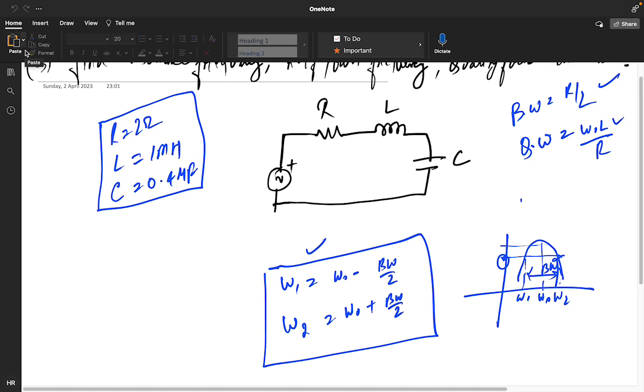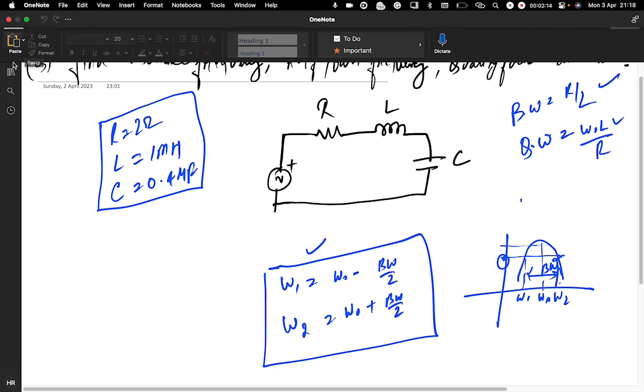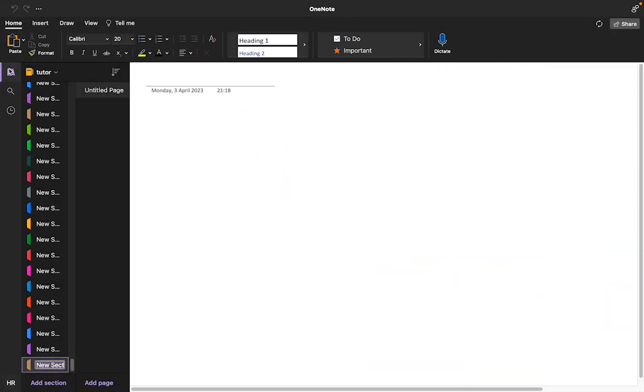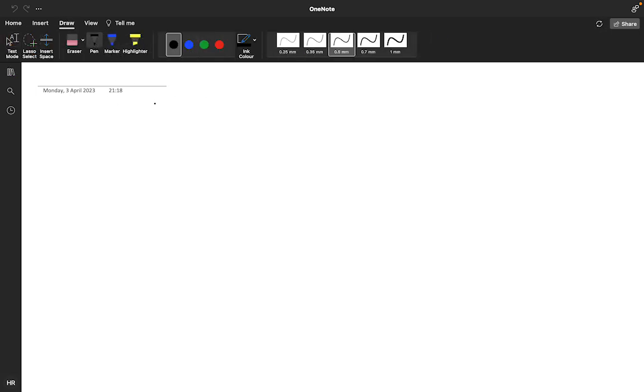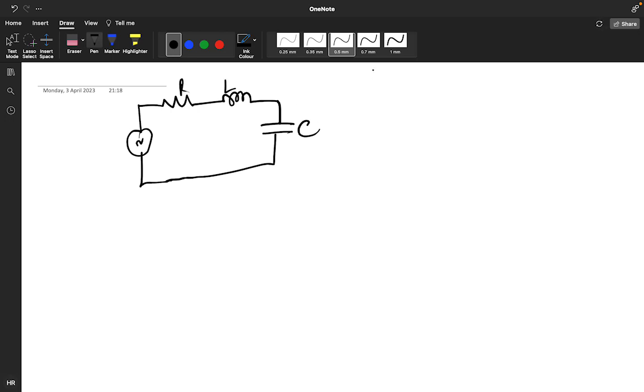So this was your problem. This is an RLC network. R, L, and C. So this is your RLC network. What is the value of R given? R is given as 2 ohm. And what is the value of L? It is 1 millihenry. And what is the value of C? 0.4 microfarad.